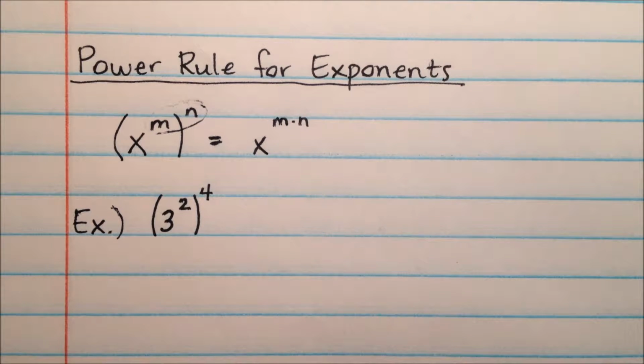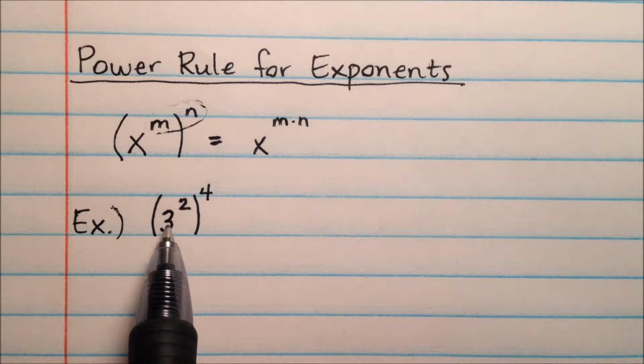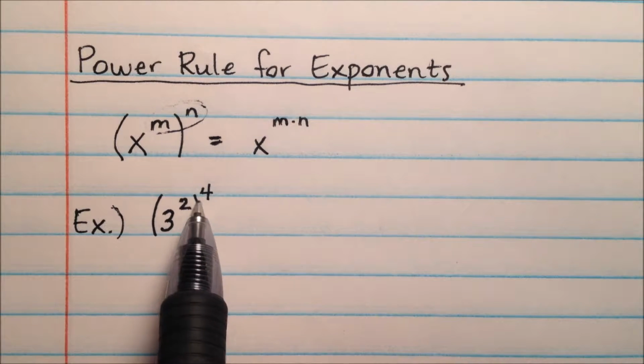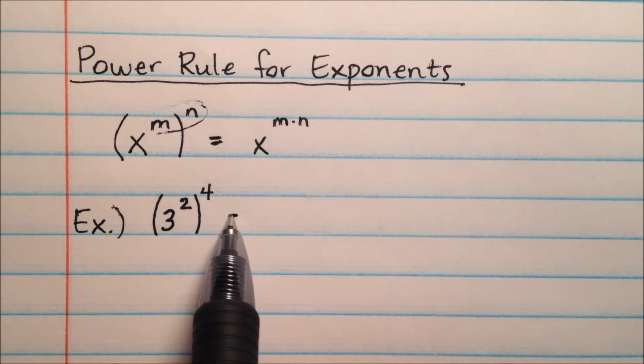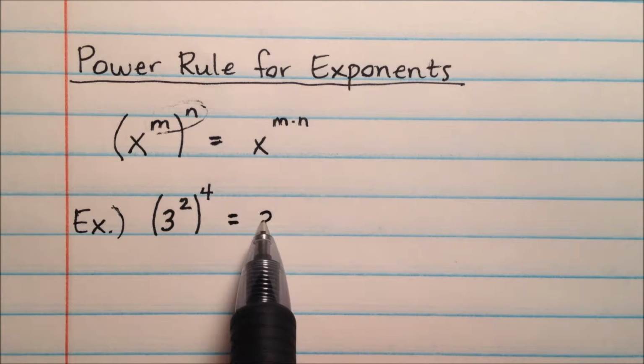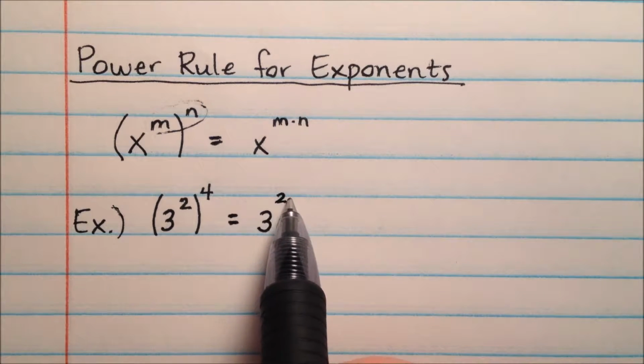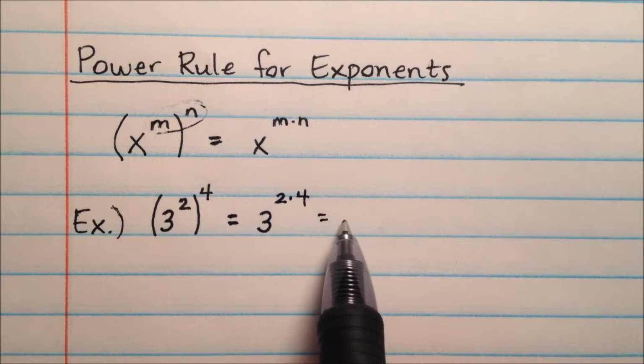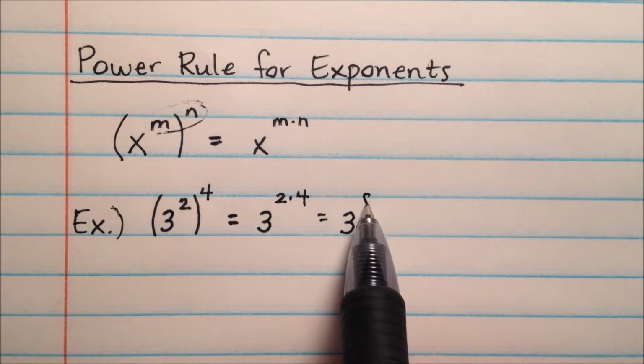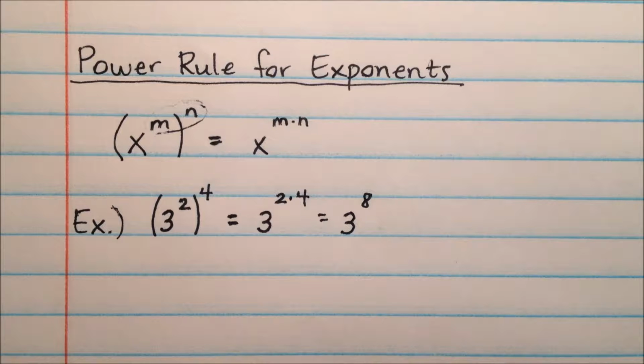Let's take a look at an example using numbers. If I have 3 squared, and I'm going to take that to the power of 4, based on the definition, that should be the same as 3 to the power of 2 times 4, which is 3 to the power of 8, because 2 times 4 is 8.